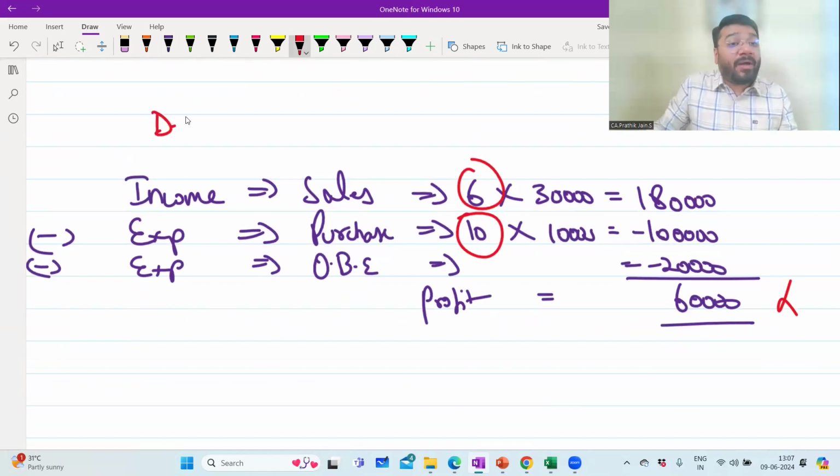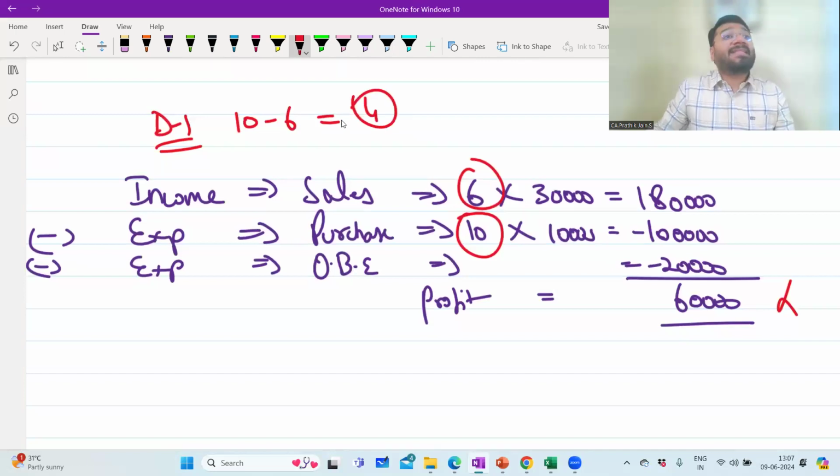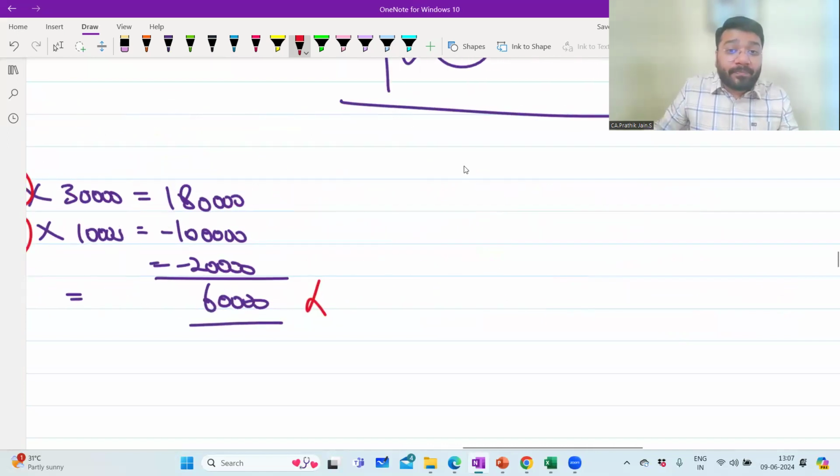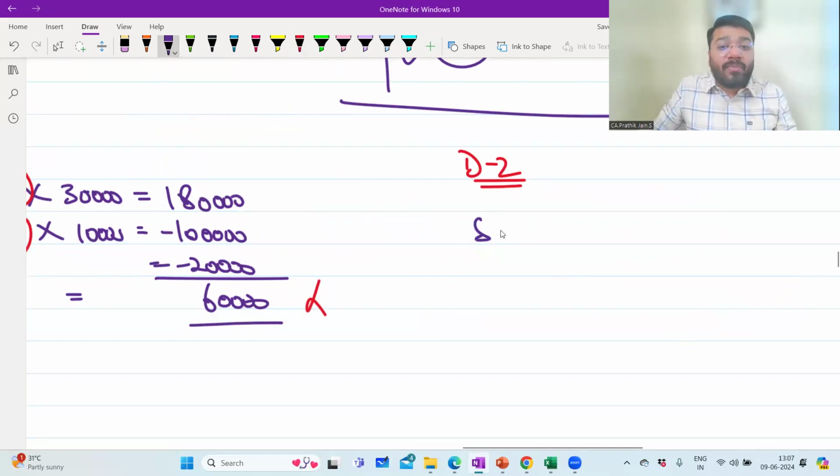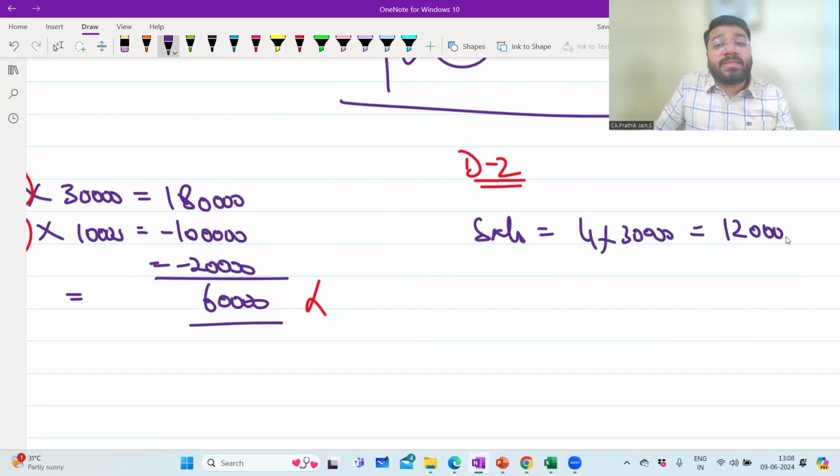So this is my day 1. So day 1, out of 10 mobile phones, 6 I've sold. What is the unsold mobile phones? 4. When will I sell it? The next day. So are you trying to tell me in day 2, I will sell 4 mobile phones? Day 2, my sales is how much? Sir, 4 mobile phones into 30,000 rupees. So 1,20,000 rupees is my income.